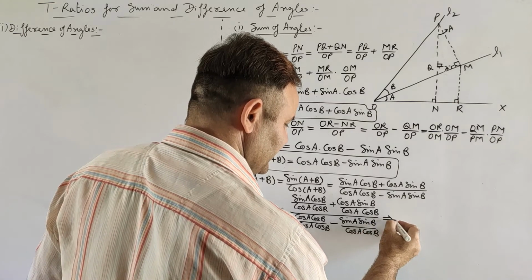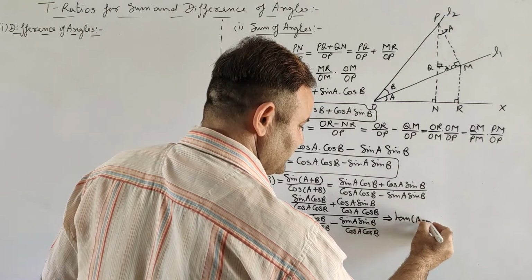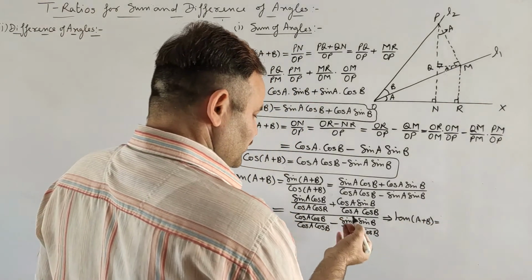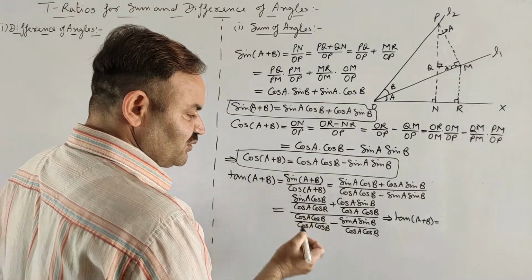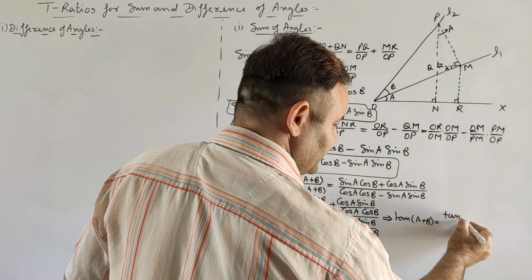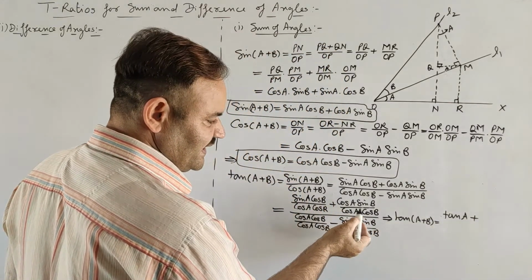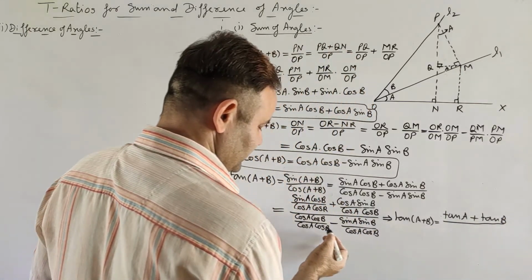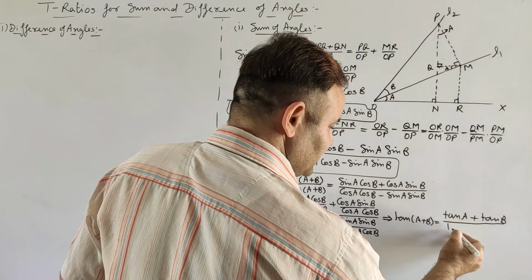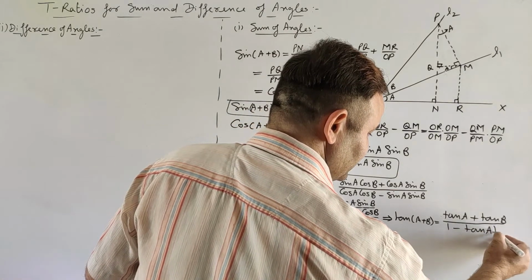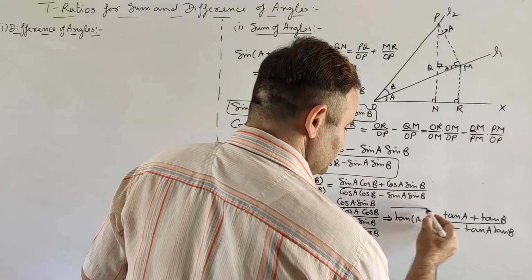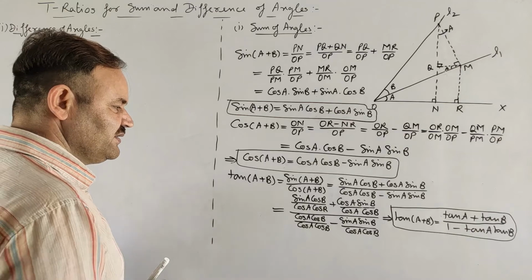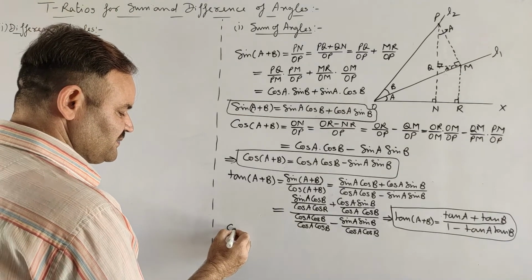and this will give us tan A plus B equal to, here cos B will get cancelled, sin A upon cos A will be tan A, so tan A plus here we will get tan B upon here 1 minus tan A tan B. So this will be the relation for tan A plus B. Similarly, we can find out cot A plus B.